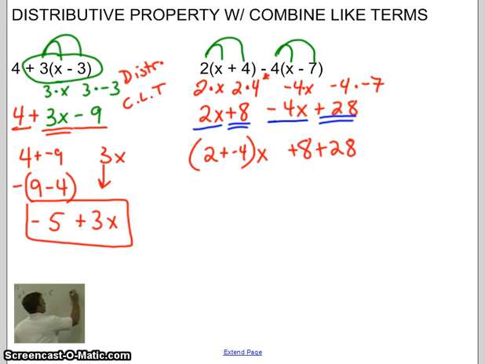Alright, 2 plus negative 4, different signs, positive 2, negative 4. Find the difference, and then take the sign of the bigger number. In this case, 4 is negative, so we're going to take negative. Alright, 4 minus 2 is 2, so my answer is going to be negative 2. And don't forget the variable, which is x. Alright, then I'm going to combine these two terms. 8 plus 28, same sign. Combine the numbers, and then take the sign. So I'm going to get plus 36.